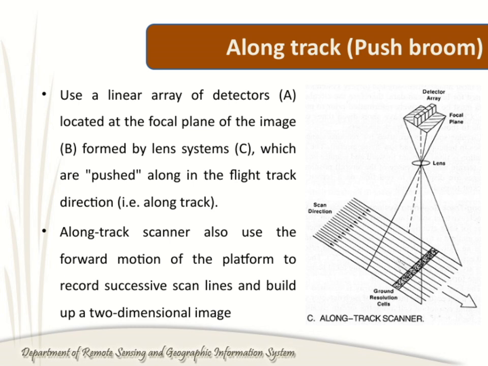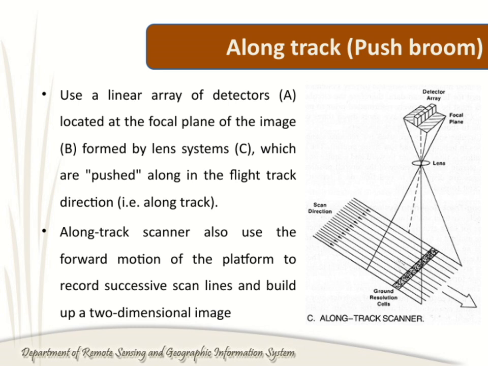What's interesting about this method is that it leverages the forward motion of the platform to our advantage. As the platform moves forward, the detectors automatically record successive scan lines, which are essentially cross-sections of the scene below. Over time, this process allows us to build up a complete two-dimensional image of the area we're surveying.